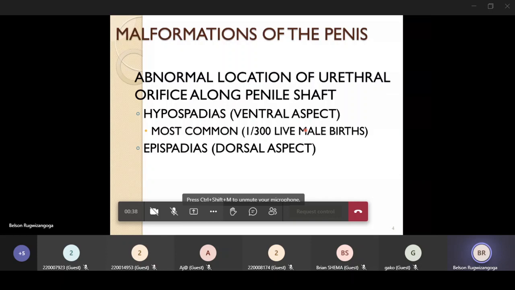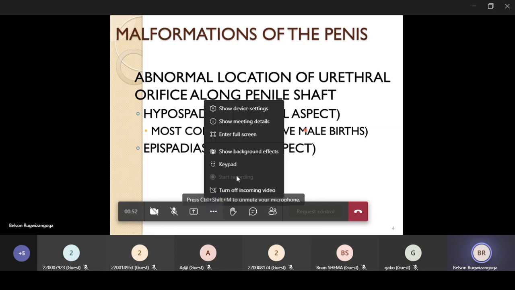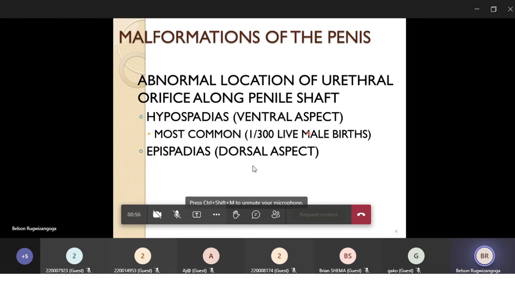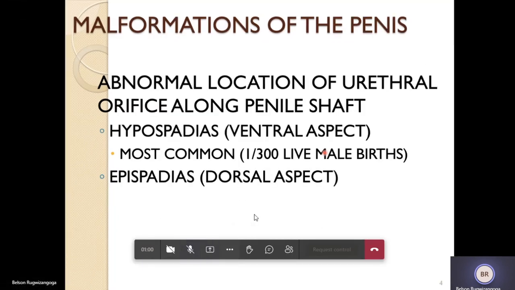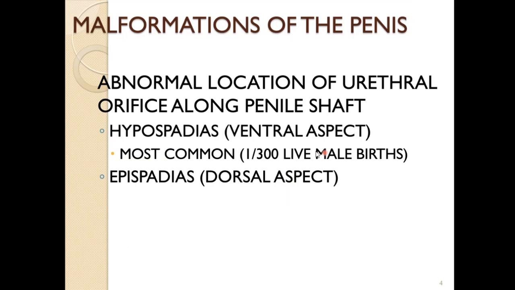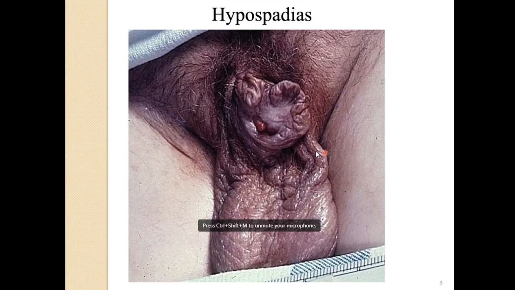HYPOSPADIAS. We will see some pictures, and the other one is EPISPADIAS. The difference is that for HYPOSPADIAS, the urethral opening is at the ventral aspect of the penis, while for EPISPADIAS, it is at the dorsal aspect. So one is above, the other is below. Not difficult to understand.